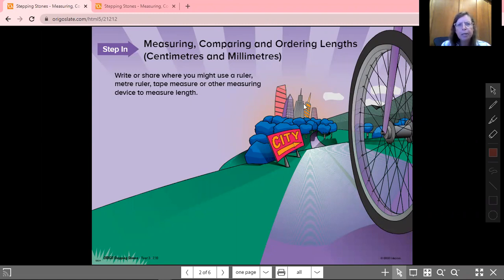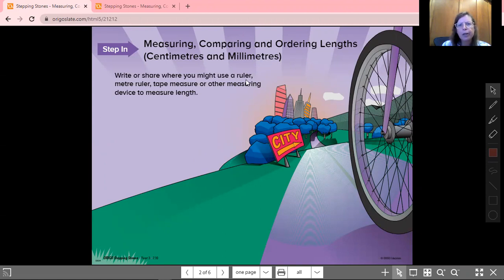Now here's our step-in problem for today. Where might you use a ruler, a metre ruler, a tape measure or other measuring device to measure length? We talked yesterday about how if you're driving, you would generally measure in kilometres, but the odometer on the car does go down to 10 metres. Probably if you're using a ruler, you're measuring something in centimetres or millimetres.